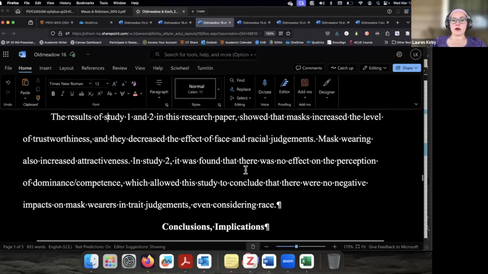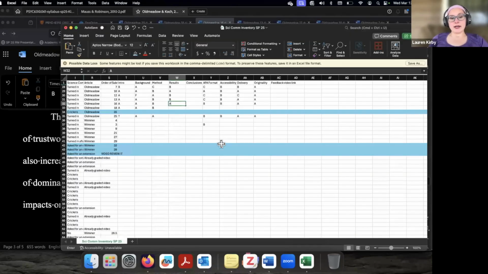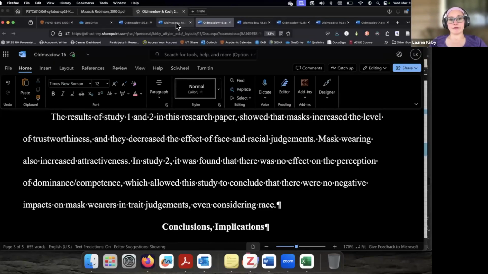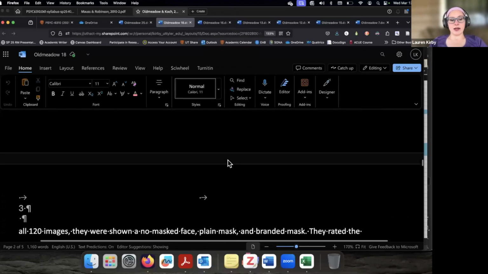No effect of what on dominance competence? What about racial profiling? Oh, you did say that. You know what? You did what I said, where you stuck to the stuff that's in the abstract, so I can't hate it.